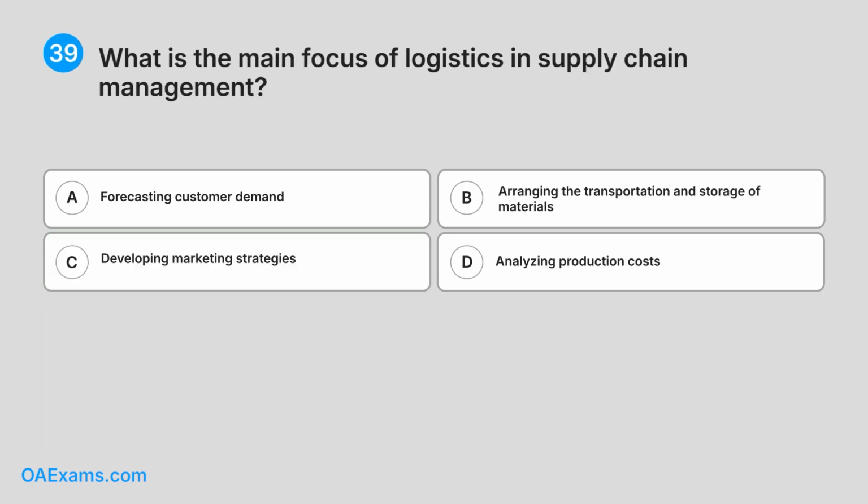39. What is the main focus of logistics in supply chain management? A. Forecasting customer demand. B. Arranging the transportation and storage of materials. C. Developing marketing strategies. D. Analyzing production costs. Can you guess the answer?